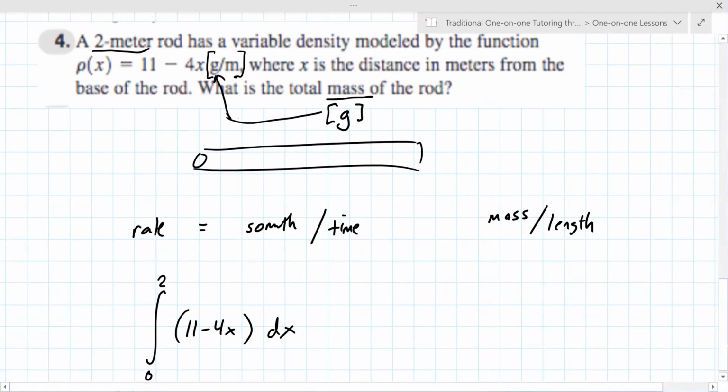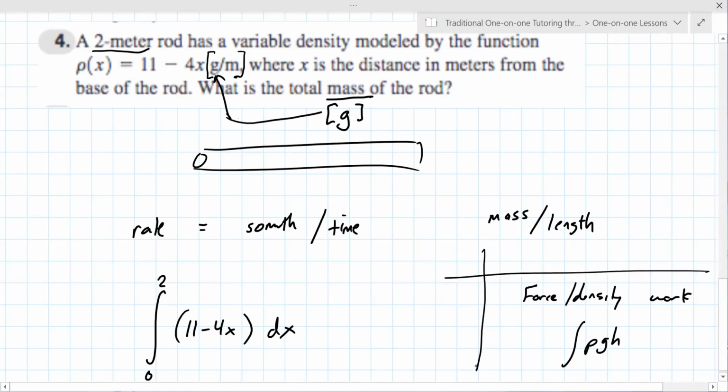And you get it. This one you can actually do reasonably well. This is not to be confused with, you may have done some force or density work problems where you integrate like rho gh. I don't know if you remember. I don't know if you did any of those or not in this class, but this is not the same. These are separate types of problems.